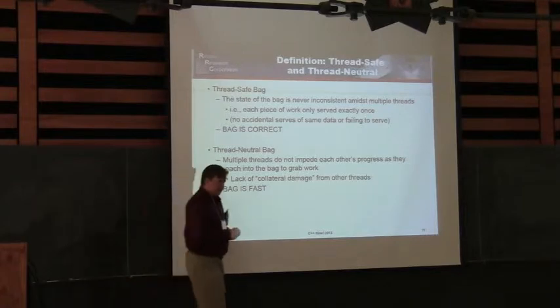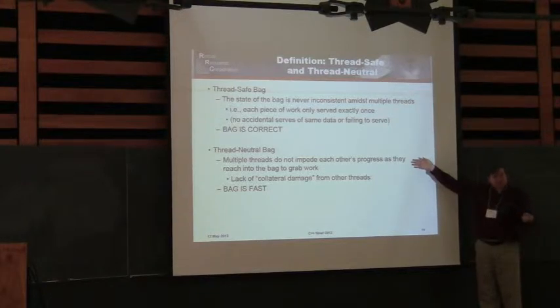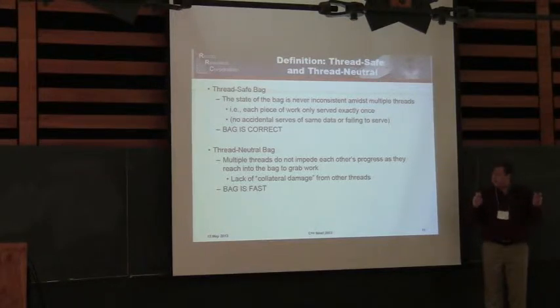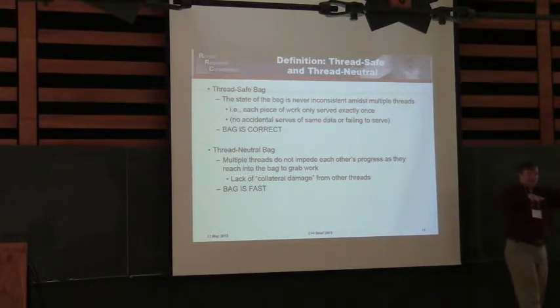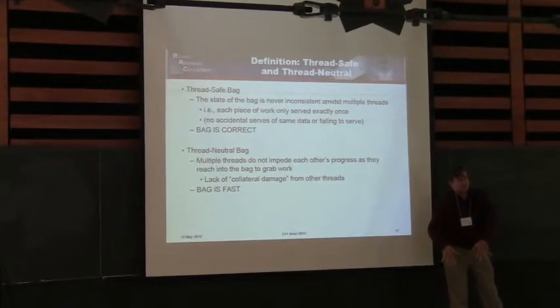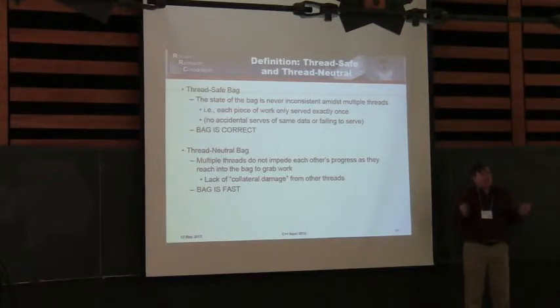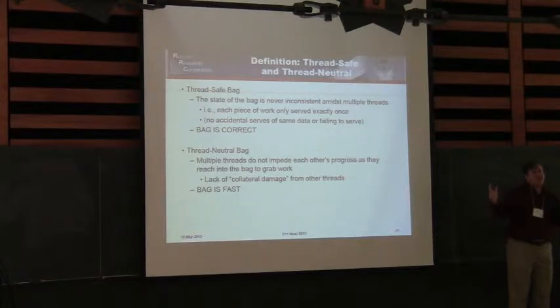Now, thread neutrality is slightly different. This is the performance part of the bag. We want to make sure that multiple threads do not impede each other's progress as they reach into the bag. We want to avoid the collateral damage of other threads. What do I mean by collateral damage? We've all seen the case where we have two threads running along, and somehow they share some resource, and it causes them to both slow down. What we're trying to do is make it so that as we're reaching into the bag, the threads do not impede each other's progress. So that's the notion of thread neutrality. When you hear thread neutrality, you should think lack of collateral damage. This thread does not affect the running time of that thread over there. And that's what we're trying to achieve.